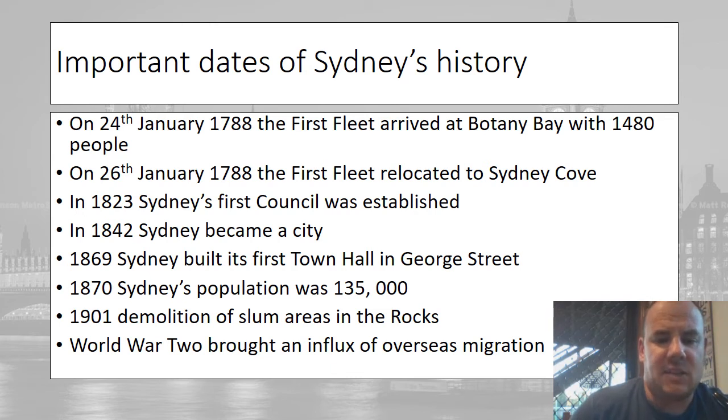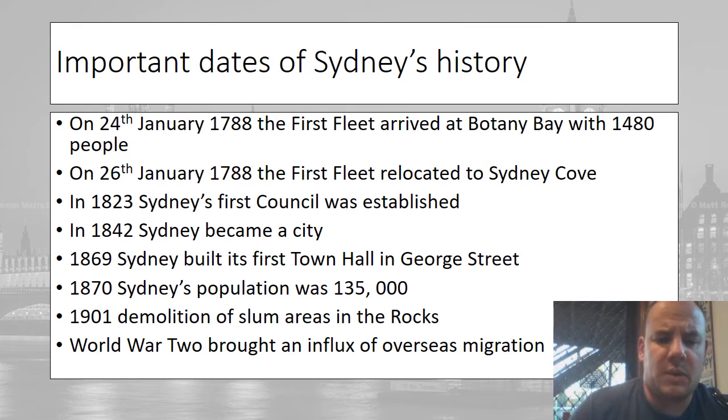In 1869, Sydney builds its first town hall, and it's in George Street. It remains in George Street up to the 1970s. Around 1870, Sydney's population was 135,000. That's huge in terms of cities around the world. London around that time is about 1 million. To give you some sort of context, and remember, the only way to get to Sydney was by boat.